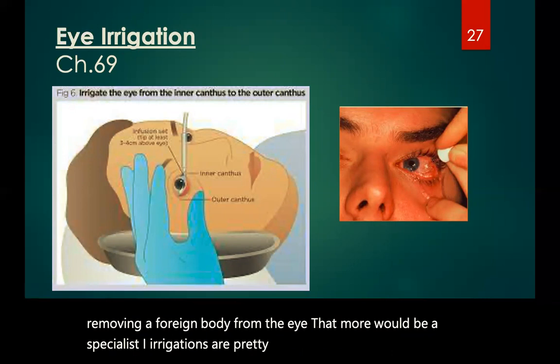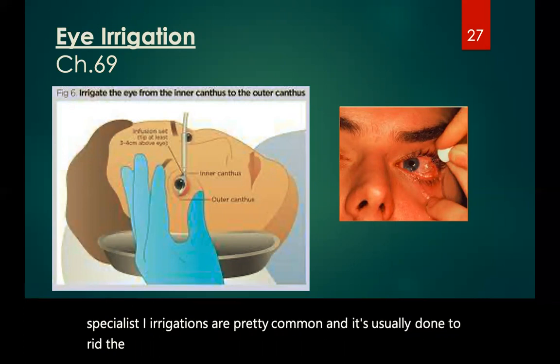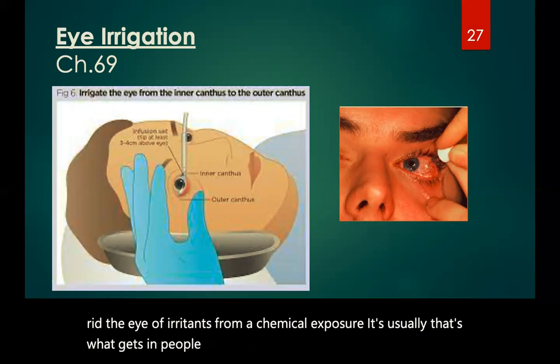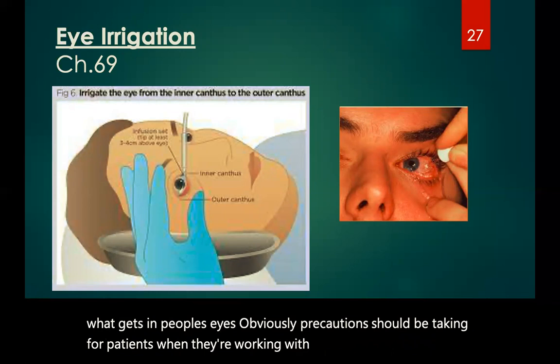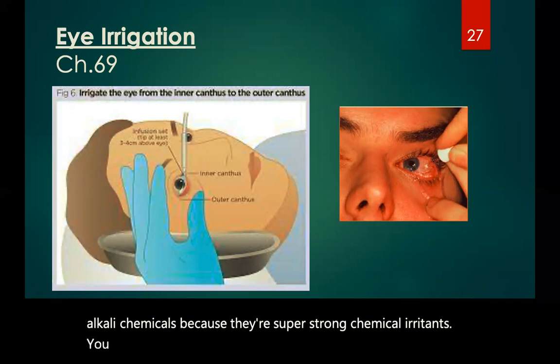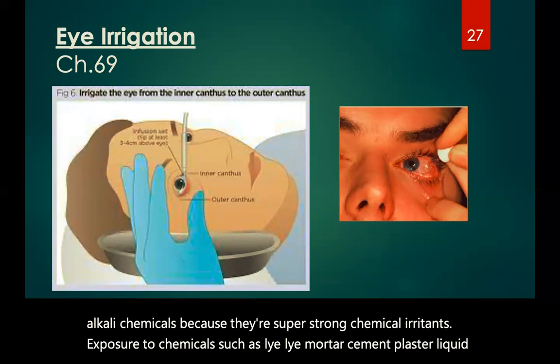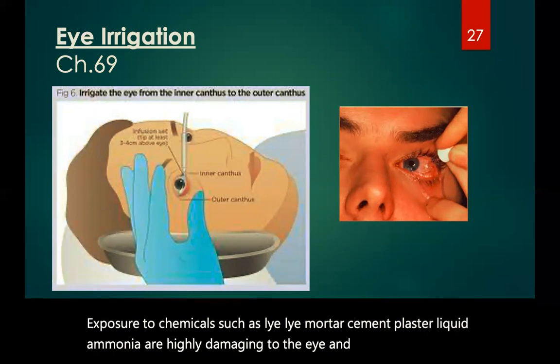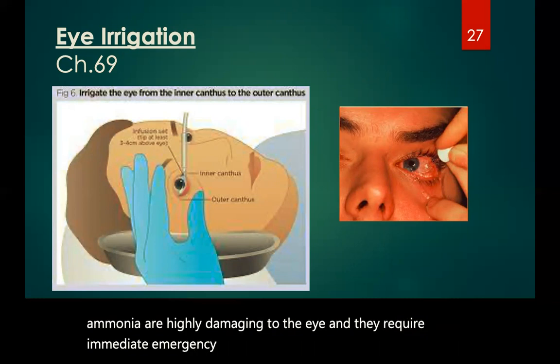And it's usually done to rid the eye of irritants from chemical exposure. That's what gets in people's eyes. Obviously, precautions should be taken for patients when they're working with any kind of acid or alkali chemicals because they're super strong chemical irritants. Exposure to chemicals such as lye, lime, mortar, cement, plaster, liquid ammonia are highly damaging to the eye and they require immediate emergency care. That's considered what they call an ocular emergency.